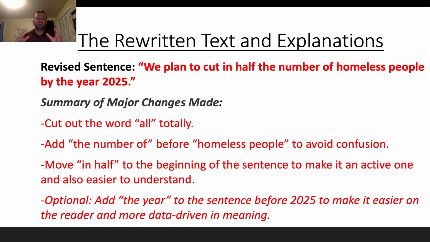So we added to the sentence "the number of," we cut out "all," we moved "in half" towards the beginning after the verb, and then you can add the year 2025 to make it a little bit more data driven, make it a little bit more scientific. So I think we made some great changes here to this sentence and the billboard item on the train that we just saw. So I'm really excited.